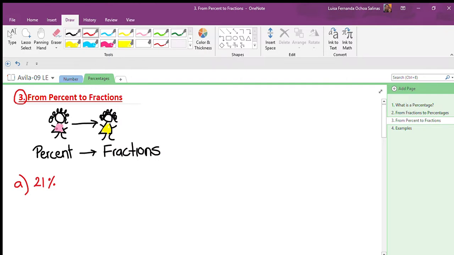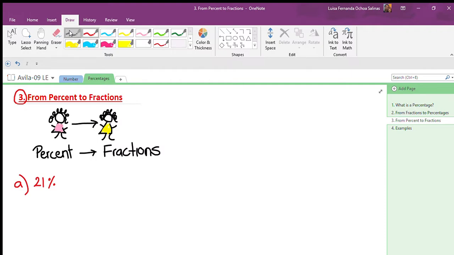So I'm going to continue with the same analogy. Miss Ochoa with the pink dress is going to change into a yellow dress. The pink dress is dressed as a percentage and the yellow dress is dressed as a fraction. Remember that it's the same Miss Ochoa, same person, only with a different dress. The same here. We're going to find in our first example 21%, how to write it down as a fraction. So it's the same value, only dressed up in a different way. Okay, so how do we do this?